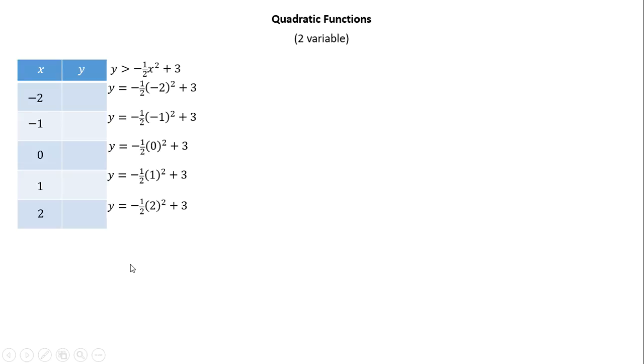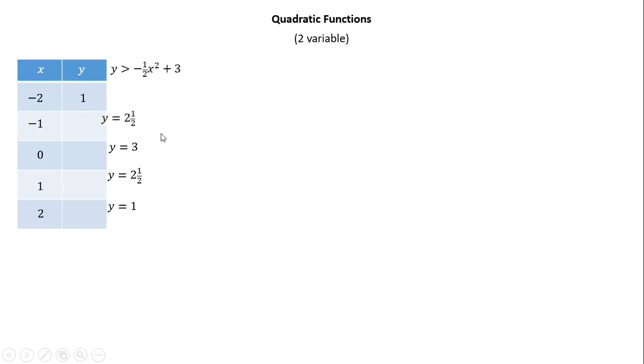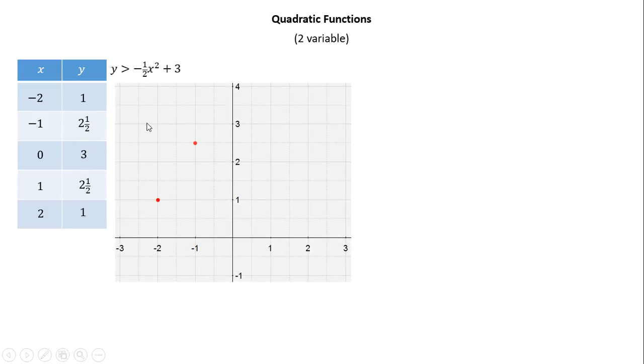We've done all this stuff before. We're going to go through these steps kind of quickly. Remember, when we square it, it's going to be positive. Then it'll be multiplied by a negative 1/2. So all of those numbers end up being negative at some point. Then add 3, and we get y equals 1, 2.5, 3, 2.5, and 1. Notice the symmetry there. We can stick those into the table. Once they're there, we graph our points on an appropriate axis, and then we can connect the dots.